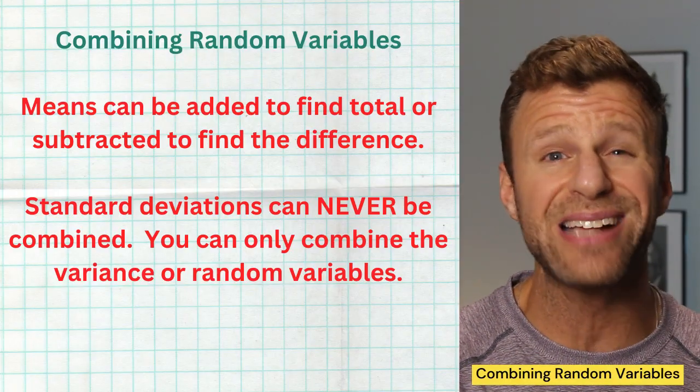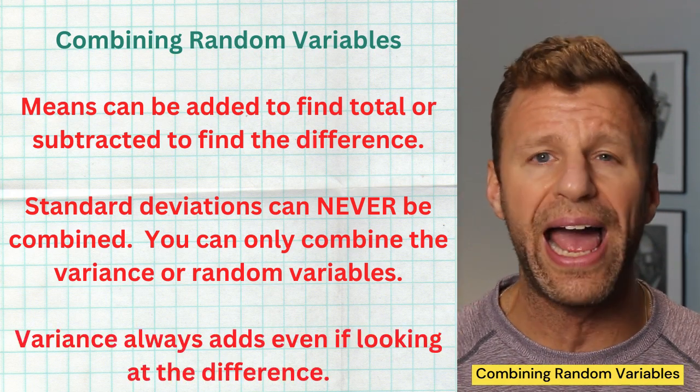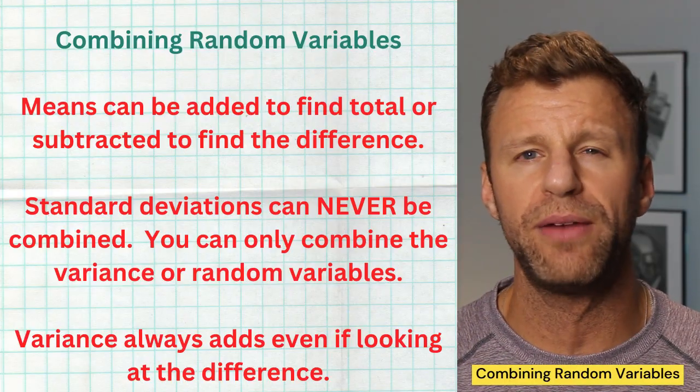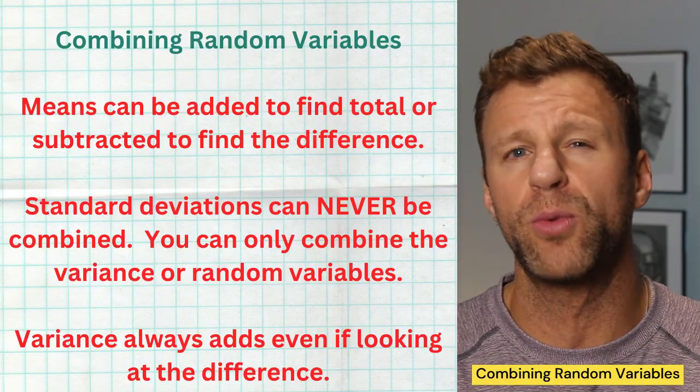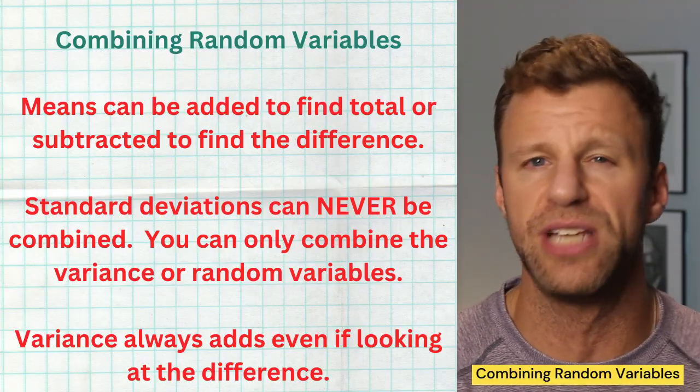But here's the last little bit of information to look at an example. Variance always adds even if you're looking at a difference. So even if we're looking at the difference between two random variables, the fact is we're still putting those two random variables together, which means the variance always builds up, never diminishes, never subtracts.